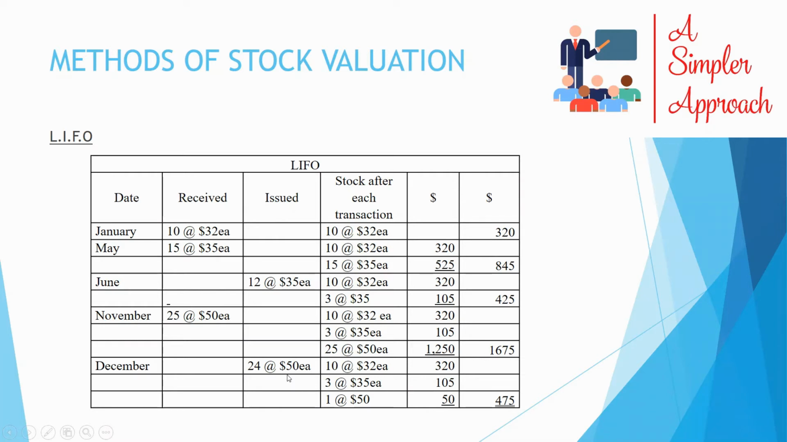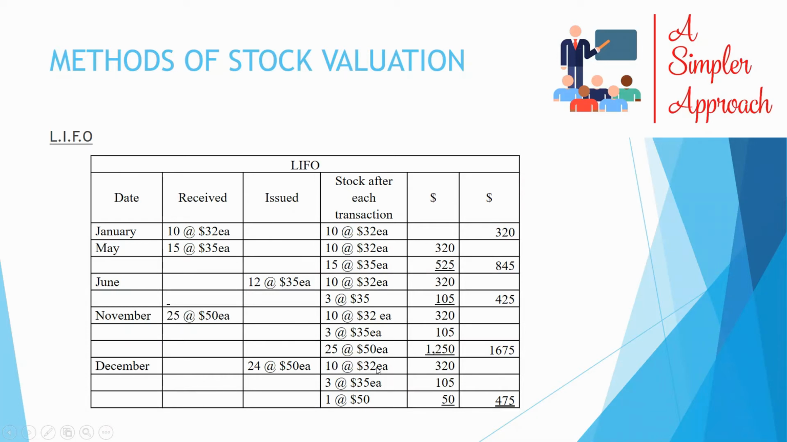Now we are at December. 24 units to be given. How are we going to issue this? Last in, first out. The last set of goods that came in is the first to issue. Now the last set of goods that came in is the set that we bought in November. 25 at 50. So if we're going to give 24 out of this, what is left?